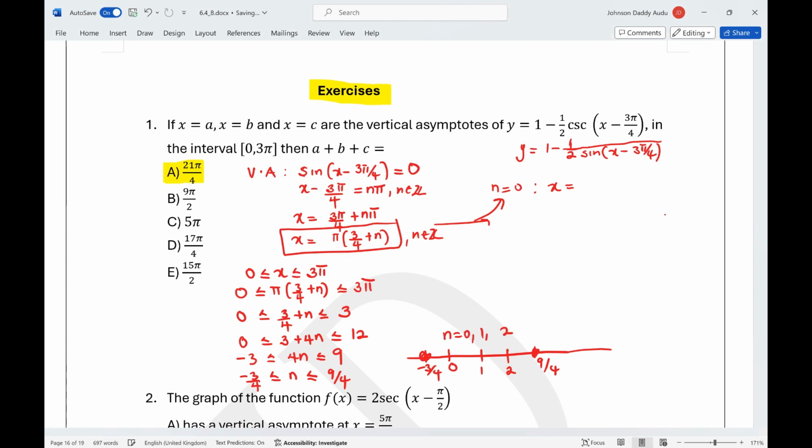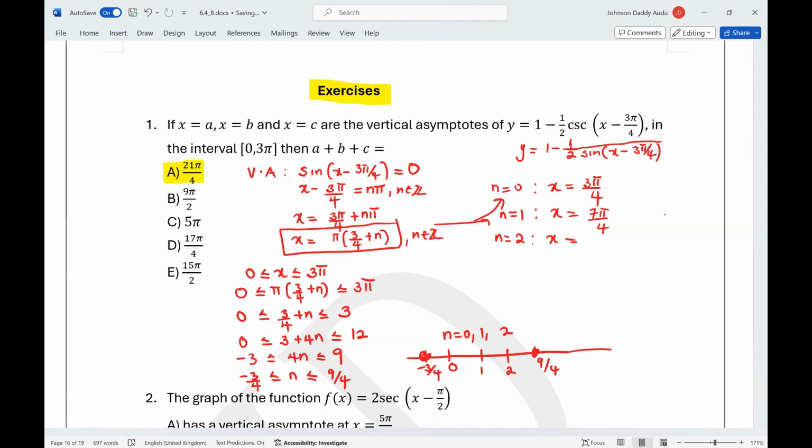So if n is equals to 0, x will be what? Just substitute it back into this formula. You will have 3 pi over 4. Now, if n is equals to 1, it's going to be pi, so you have 7 pi over 4. And if n is equals to 2, we will have, so you can multiply it by 2.